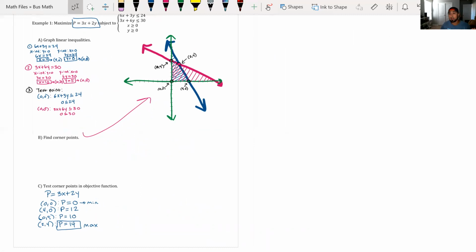And that is it. That is everything we did in 5.1 and 5.2. The only new thing is take these corner points and plug them into the objective function that they give us. That is it. Okay, let's do it again.